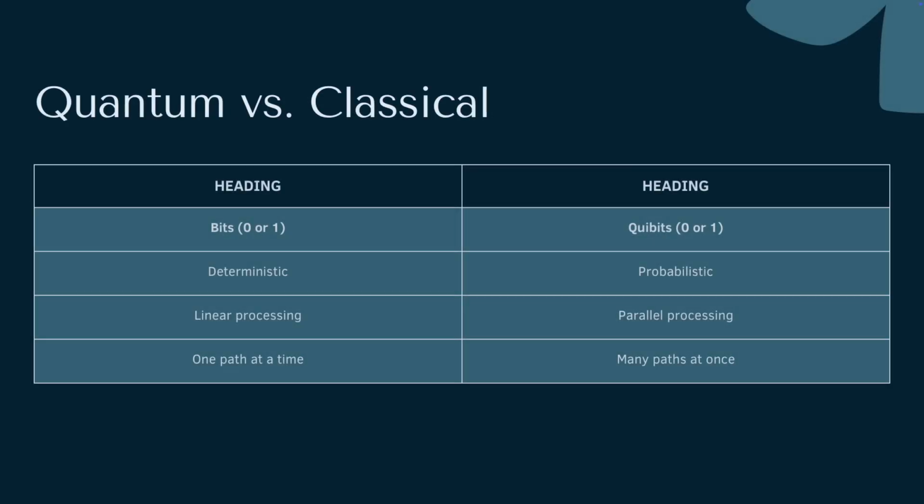In classical computing, everything is deterministic, meaning we know exactly what happens at each step. On the other hand, quantum computing is probabilistic. It explores many paths at once, and the final measurement gives us the most likely correct answer. It's like trying every path in a maze at the same time instead of walking one by one. Which one's going to be faster? Of course, quantum computing.